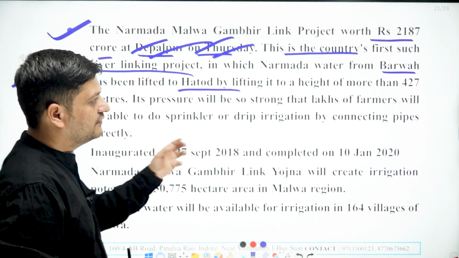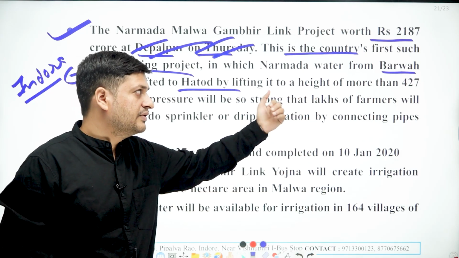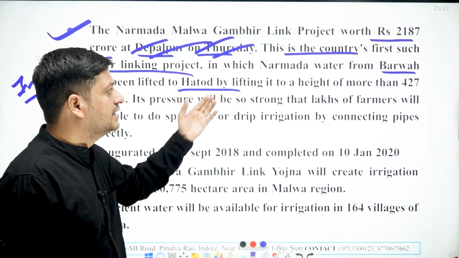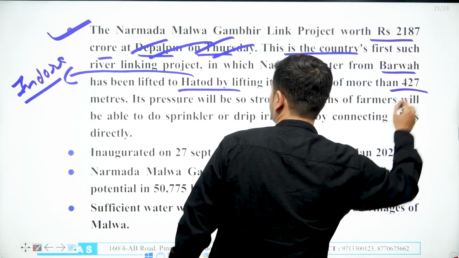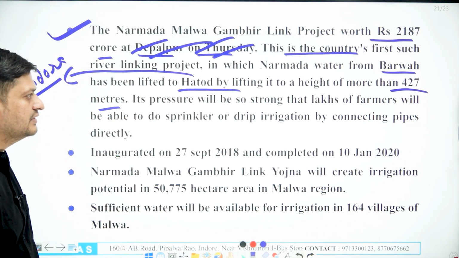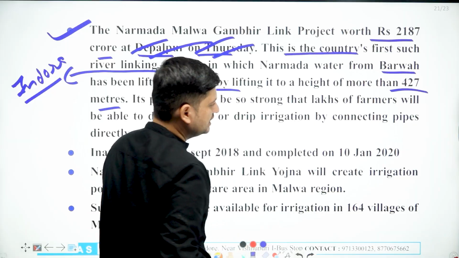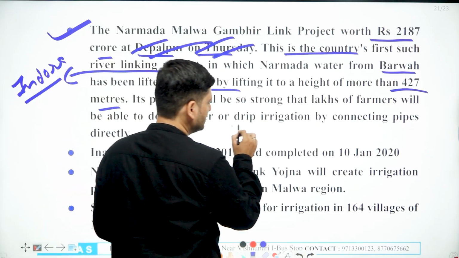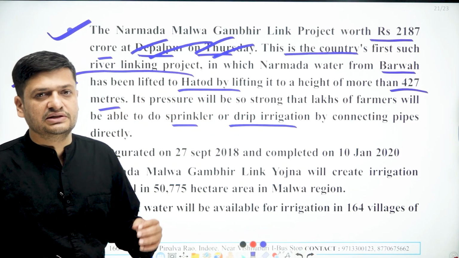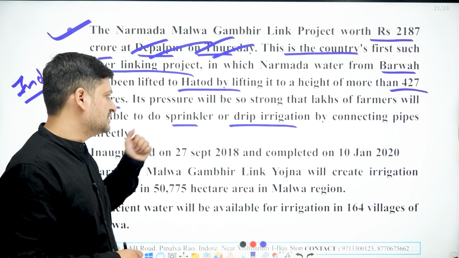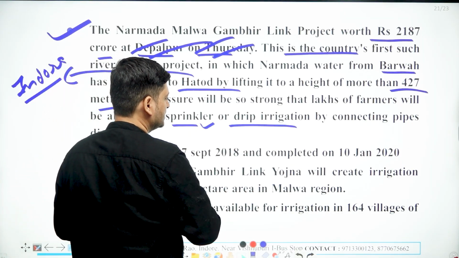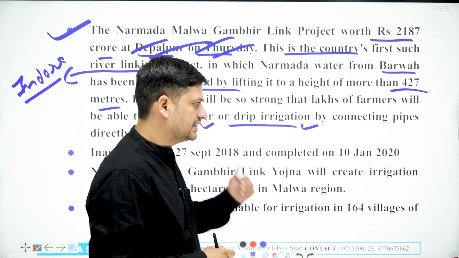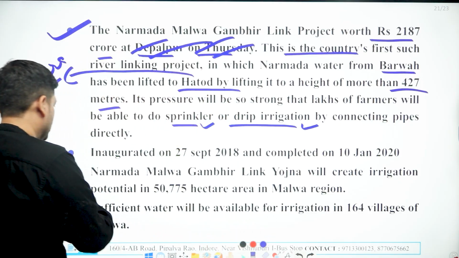So the water has been lifted from Barwa, which is in the Khandwa Tehsil, to Hatod, at a height of 427 meters. Its pressure is so strong that lakhs of farmers are getting the advantage of it. They are using it in sprinklers and the drip irrigation method, and the pipe systems are also connected directly with the pipes.